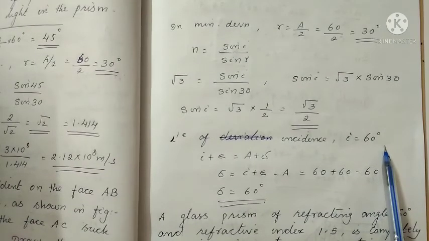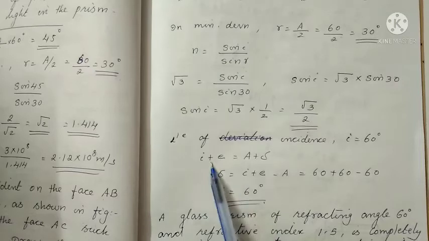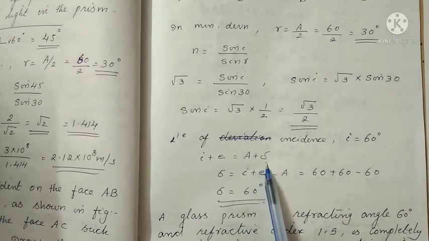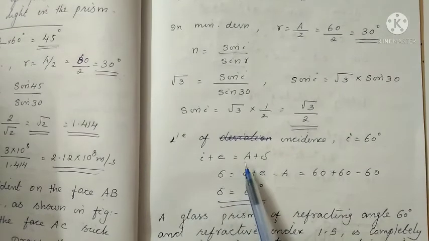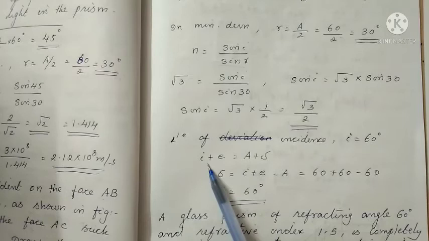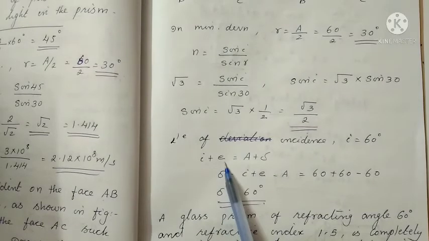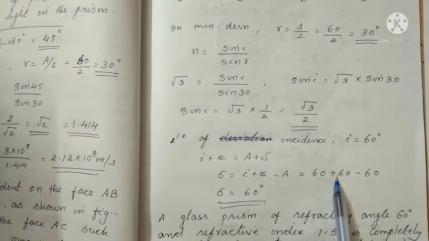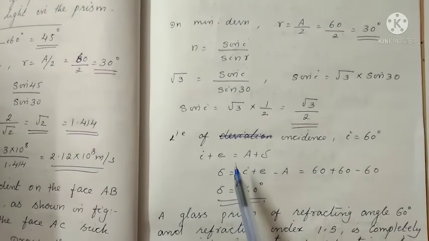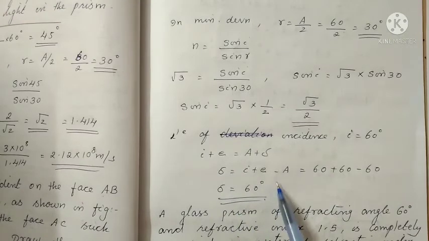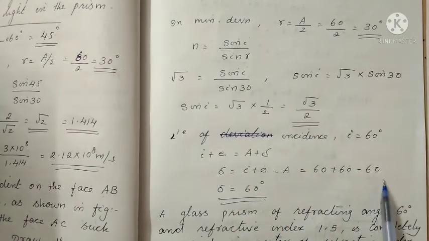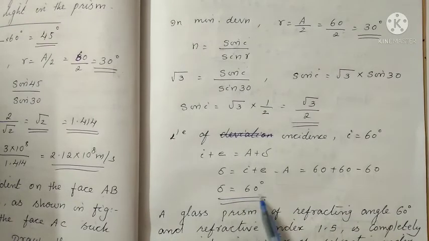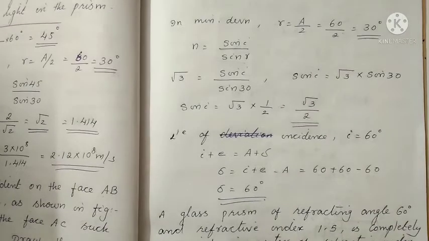Then you want to find out the angle of deviation. So you know this formula, that is I plus E equal to A plus delta. From the ray diagram AQ equal to AR, then angle I equal to angle of emergence. So we can substitute I equal to 60, then E equal to 60. So we can rearrange the formula, delta equal to I plus E minus A, that is equal to 60 plus 60 minus 60, that is 120 minus 60 equal to 60 degree.